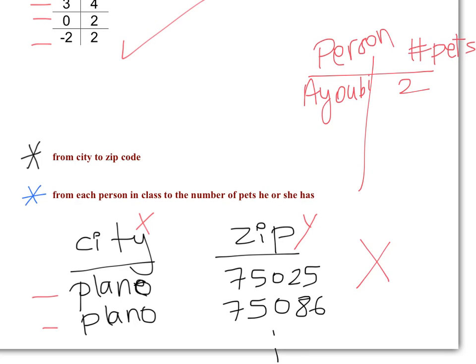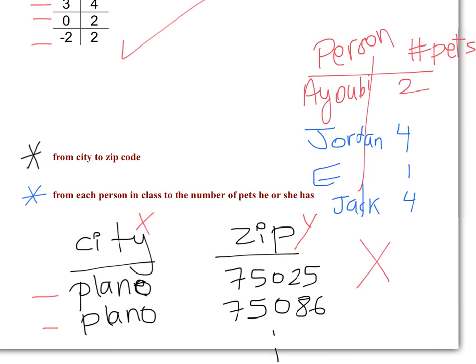Can I write Ayubi and write different numbers of pets? Does it work this way? No. Each person will have a set number of pets. So for example, Jordan might have 4 pets. Emily might have, for example, 1 pet. Let's say Jack. So Jordan, Jack. Jack might have, for example, 4 pets.